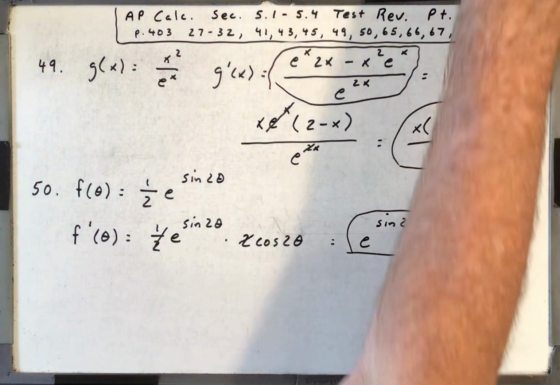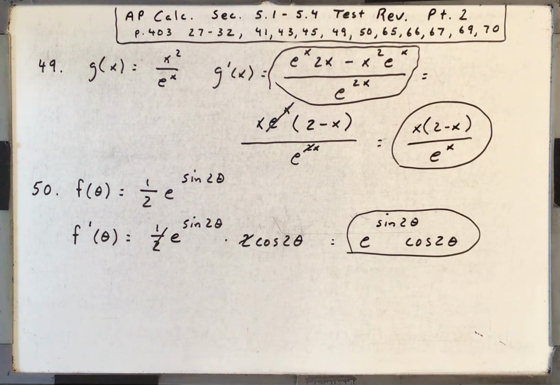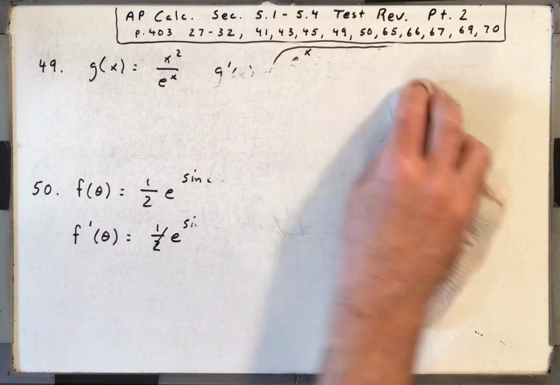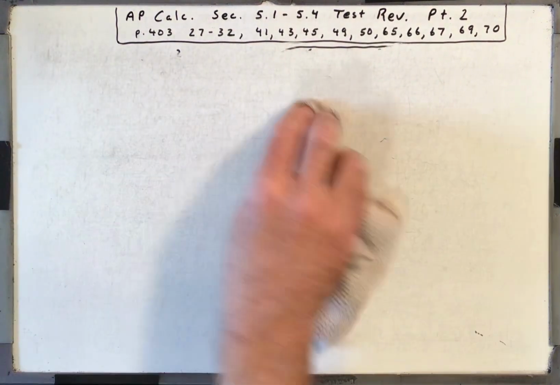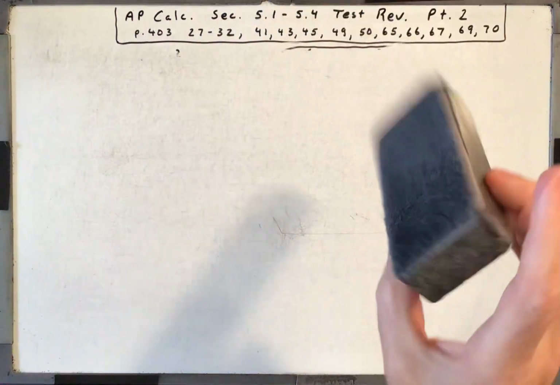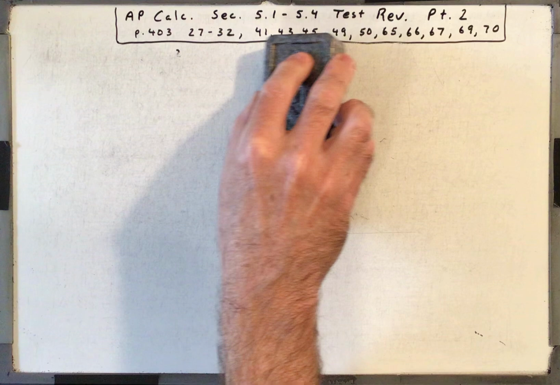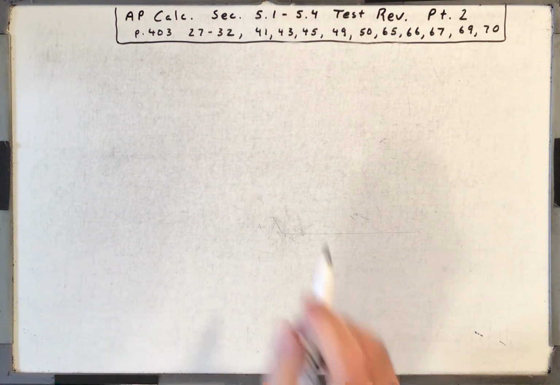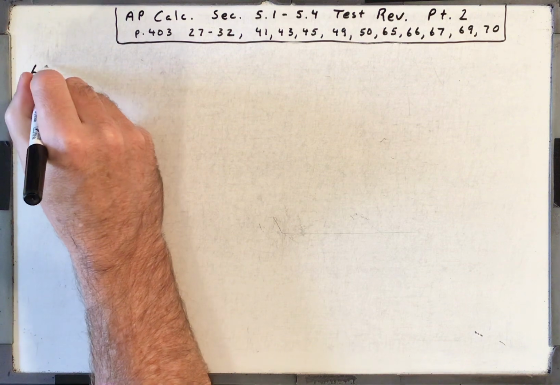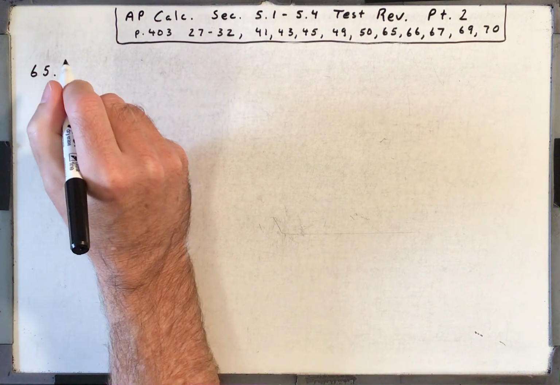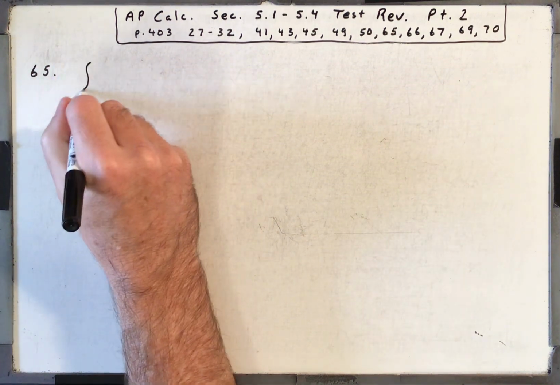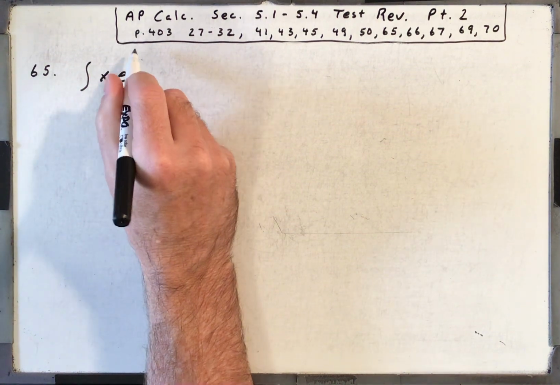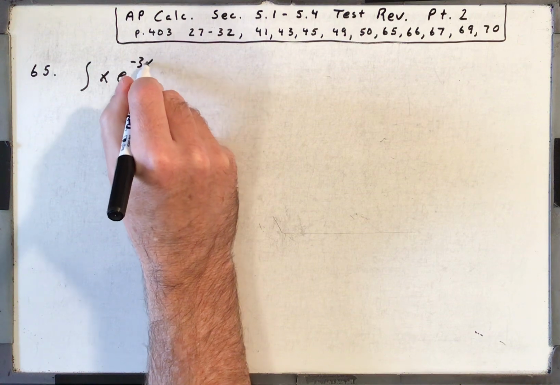So now let's go to the antiderivatives. Okay, 5 more to go for this academic year. So number 65, we are integrating x e to the minus 3x squared dx.